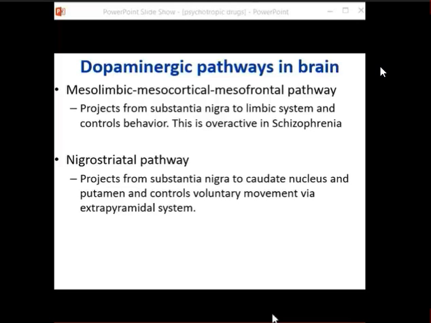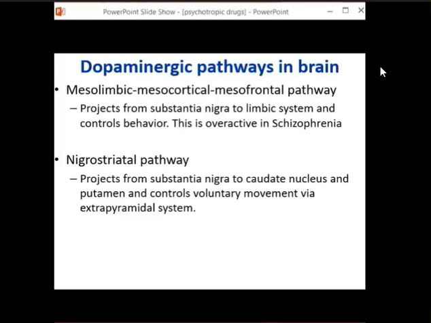There are many other dopaminergic pathways in the brain in which these antipsychotic drugs block the dopamine receptors, causing other actions also. So that was about the dopaminergic hypothesis.